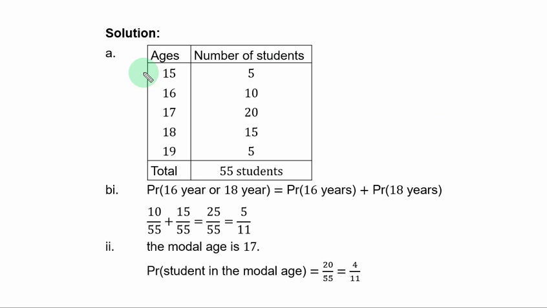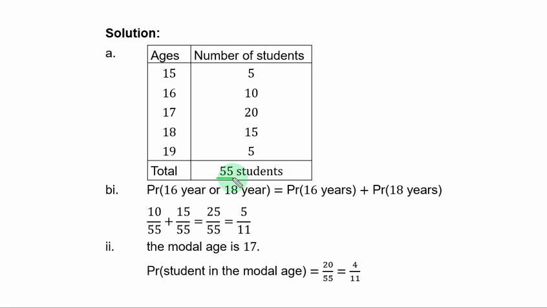Solution. So you have the table showing the various ages and number of students. So students that are age 15, they are 5 in number. Age 16, they are 10. Age 17, they are 20. Age 18, they are 15. Age 19, they are 5. If you add up together, you have 55 students in the class.